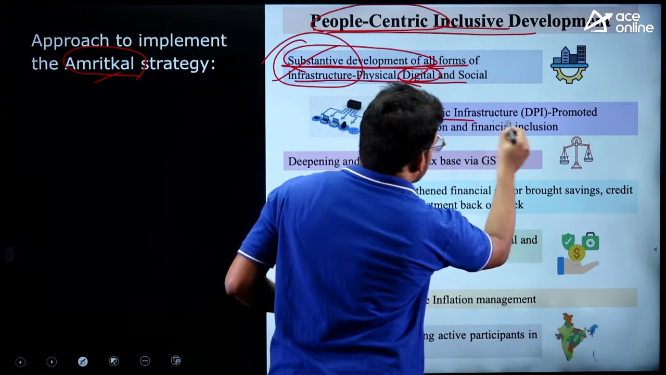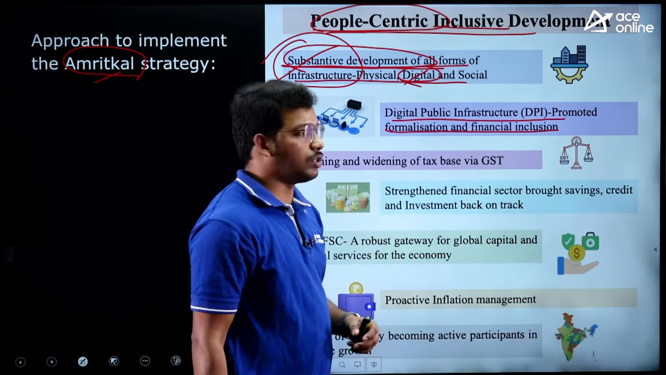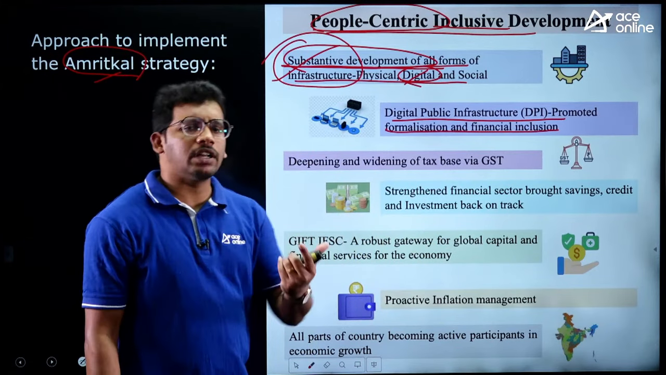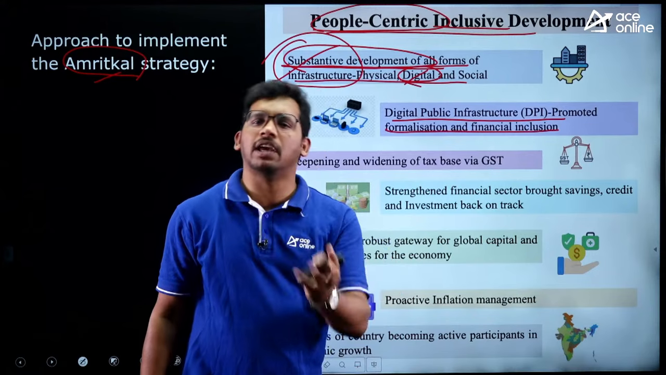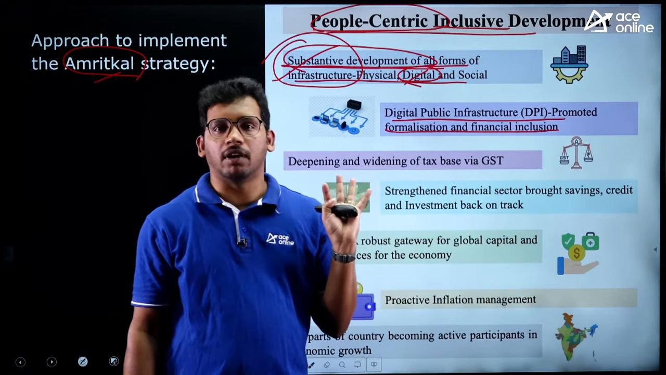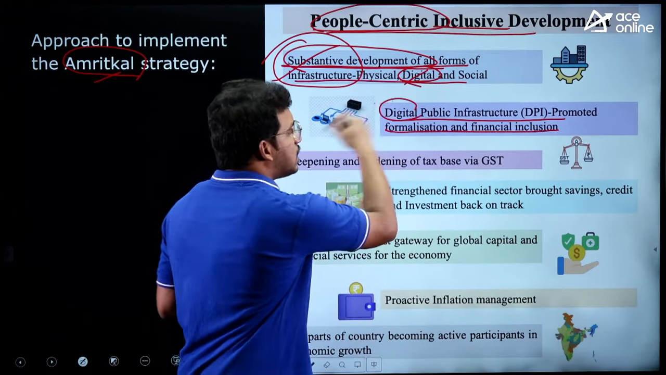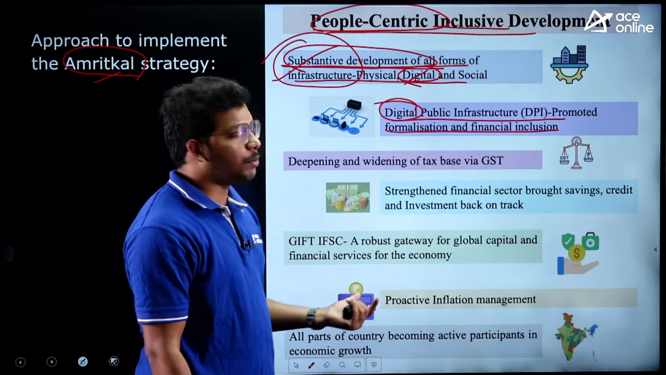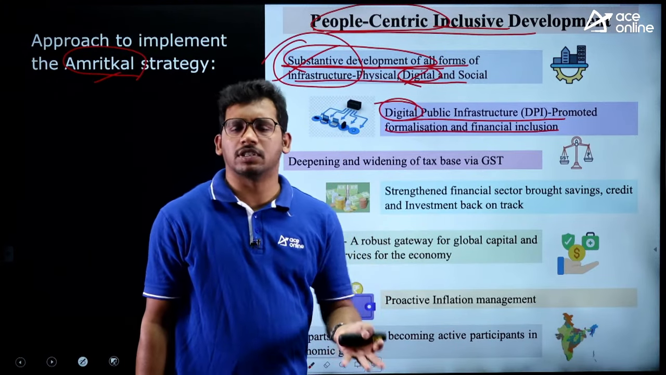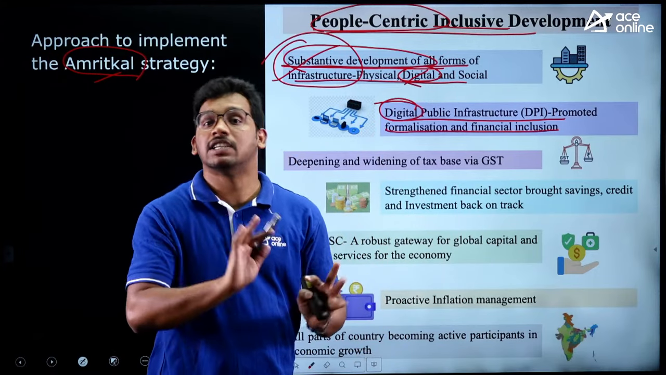Next is digital public infrastructure, promoting formalization and financial inclusion. Here, digital public infrastructure means, take public infrastructure, which can be used by anyone. Roads, the national highways, can be used by anyone. That is called public infrastructure. Here the word digital is added. So digital means digital infrastructure like the COVID portal or internet sources, the Digital India. All these things, the digital aspects, will be available equally to everyone.